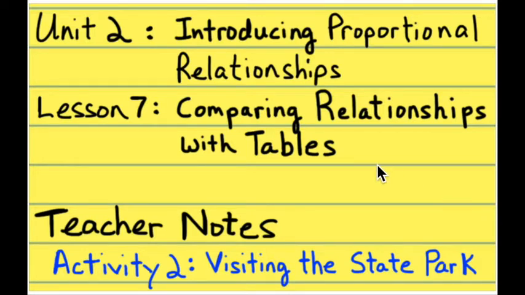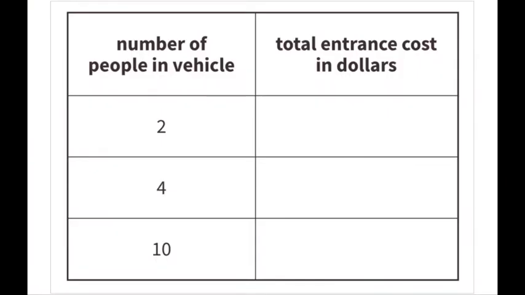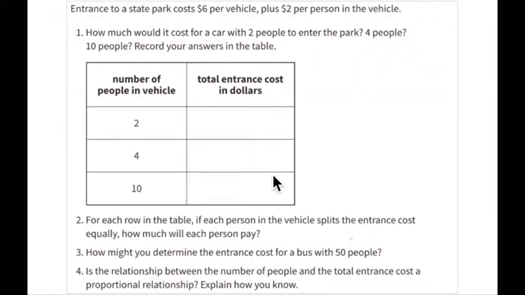This is lesson 7, comparing relationships with tables. This is activity 2, visiting the state park. And in this activity, you're given some information about groups of people entering a state park, and you're given a table to keep track of that information and eventually figure out the total entrance cost in dollars. And so here's that same table, and here are the questions.